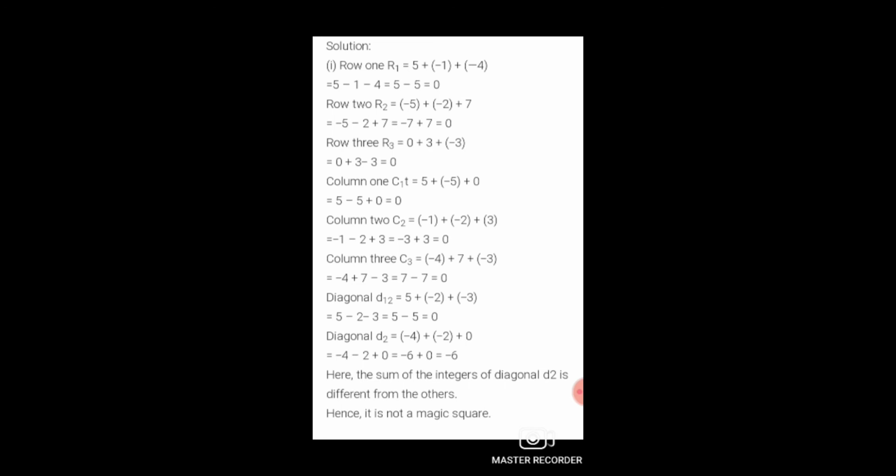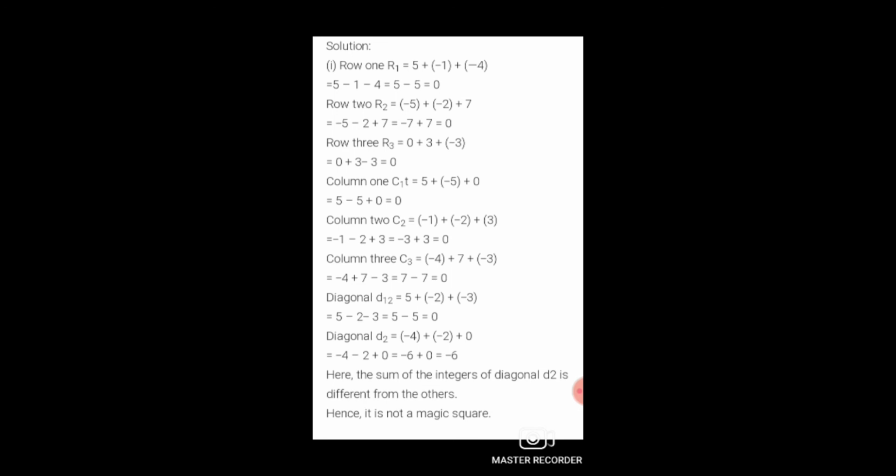Now let us find the two diagonals. So diagonal 1, 5 plus minus 2 plus minus 3. So 5 you can write as such, plus into minus is minus, minus 2, plus into minus is also minus, so minus 3. 5 minus 2 minus 3. Same sign, so we have to add and put the same sign, that is minus 5. So 5 minus 5 is equal to 0.